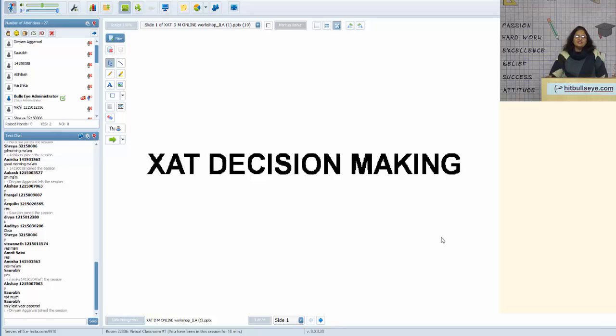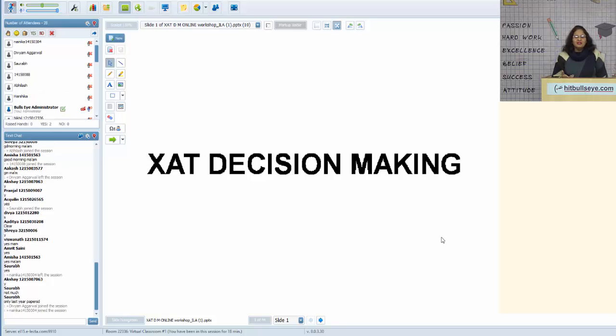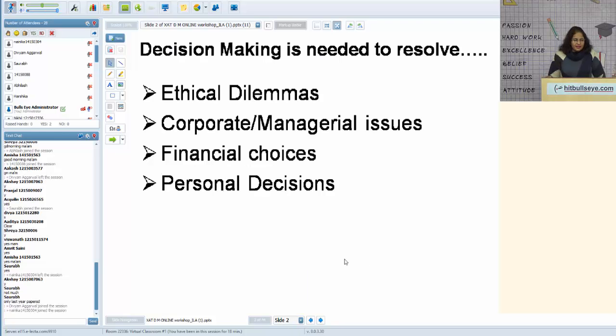And very importantly, decision making is a combination of reading comprehension as well as logical reasoning. Reading comprehension, because so many times you'll find there's lots of text to read, and speed reading is very important. And there are many things which we need to keep into account. First, let's take a look at what kind of situations you get here. Decision making involves situations where the protagonist has to take a decision when he's faced with maybe an ethical dilemma, a corporate managerial issue, a financial choice, a business decision, or a personal decision also.